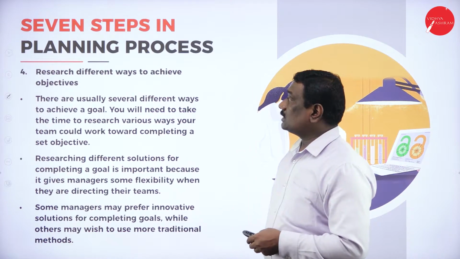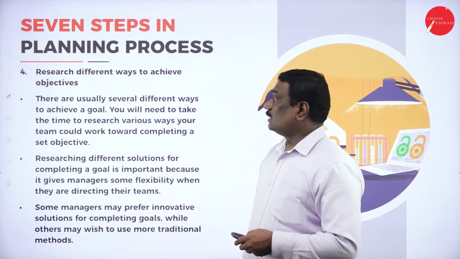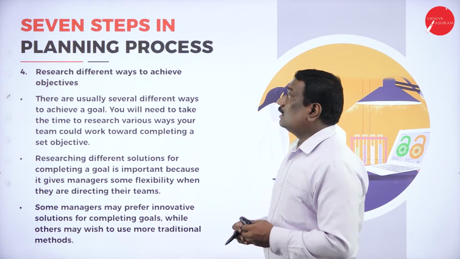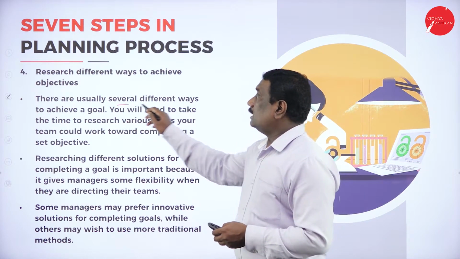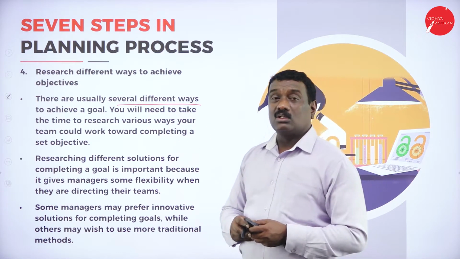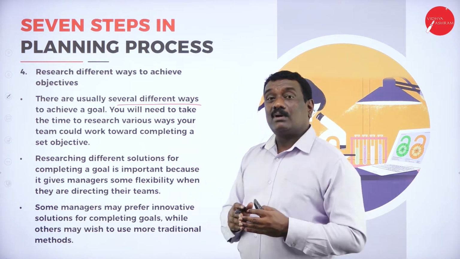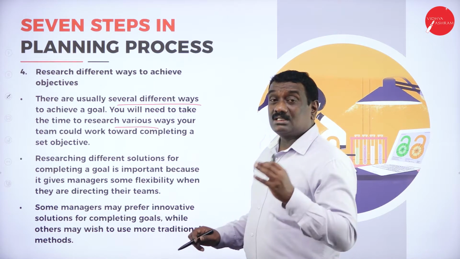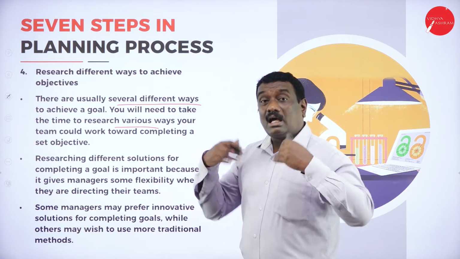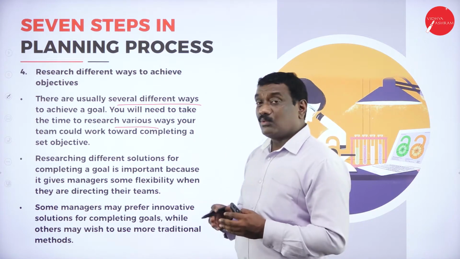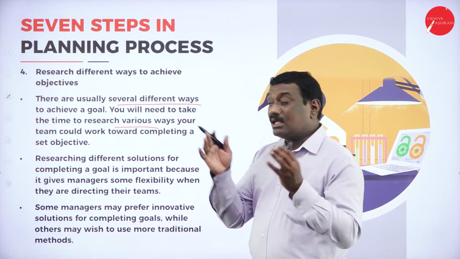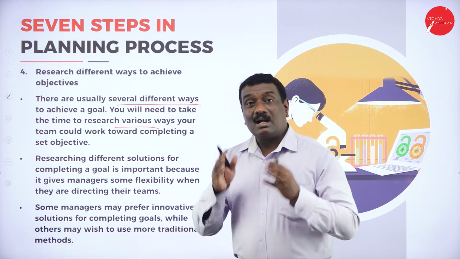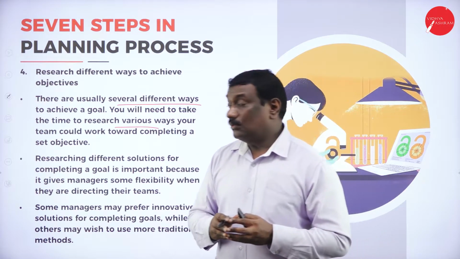Then research different ways to achieve objectives. So here, students, this is also one of the 7 steps in planning premises. There are usually several different ways to achieve the goals, different parts of the process where you can achieve the goal. So you need to take time to research. You have to take the time and do the research work in various ways with various teams, forming a team, to find where you could achieve or complete that particular task or set objective, right?